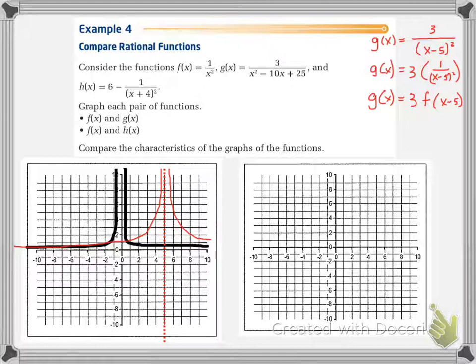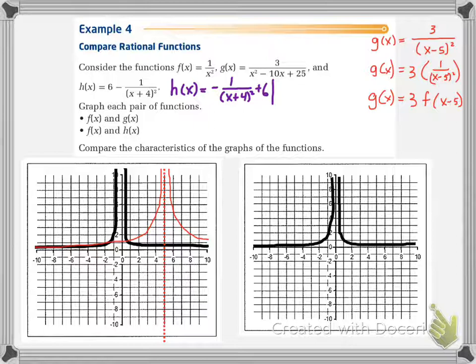Let's look at our second pair of functions. Again, we're going to draw in our f of x is equal to 1 over x squared. Let's look at h of x. Well, first of all, let me rewrite this the other way. Let me write it as negative 1 over x plus 4 squared plus 6. Now if you notice, this is the negative of 1 over x plus 4 squared. So it tells me it's going to be flipped over the x-axis and be in the negative. Also there's a plus 6, so the whole thing's going to be shifted up 6 units.